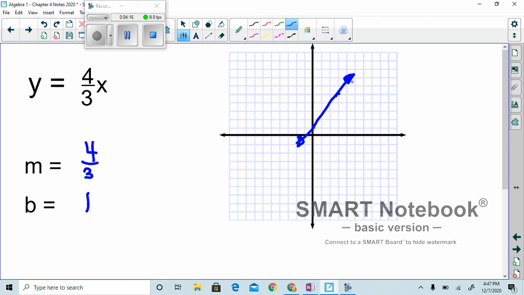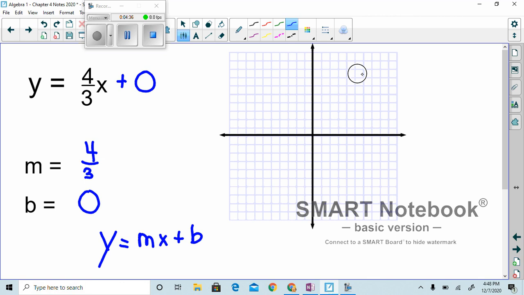Well, think back for just a moment. If my equation is y is equal to mx plus b, and m is my slope, which is 4/3, and I look to see that there is nothing next to it, my y-intercept is 0. Think back to section 4.5. This is a model of direct variation. y is equal to kx, and therefore it starts at the origin.